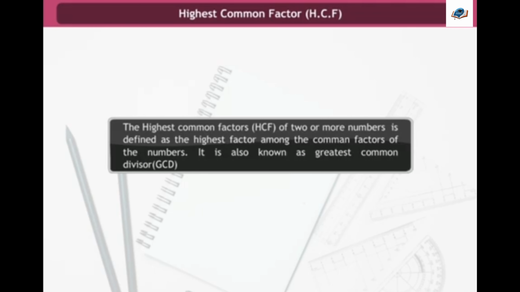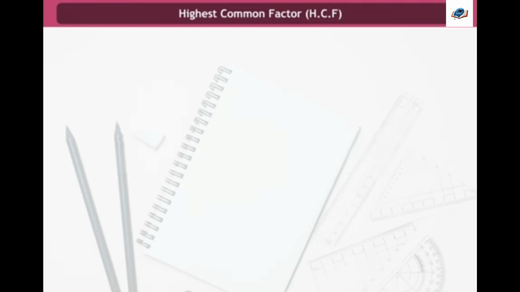So the highest common factor, HCF, of two or more numbers is defined as the highest factor among the common factors of the numbers. It is also known as greatest common divisor, GCD. We can also find HCF of two or more numbers by using prime factorization.